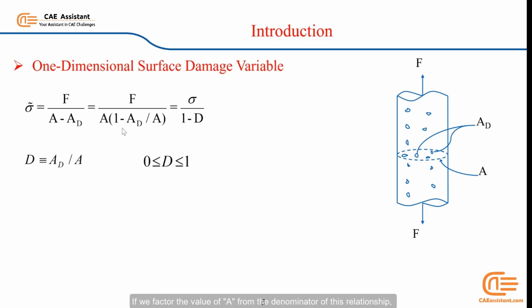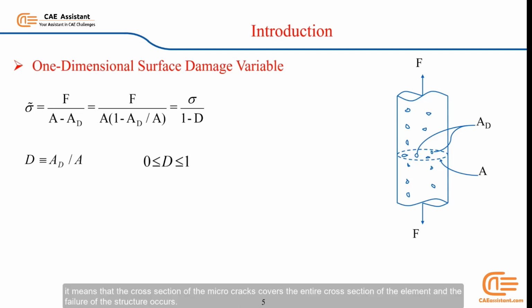If we factor the value of A from the denominator of this relationship, we determine the term AD divided by A with the parameter D and call it the damage parameter. It is clear that if the D parameter is equal to 0, it means that the cross-section of AD is equal to 0, which means that the crack has not yet been created. And if D is equal to 1, it means that the cross-section of the microcracks covers the entire cross-section of the element and the failure of the structure occurs.